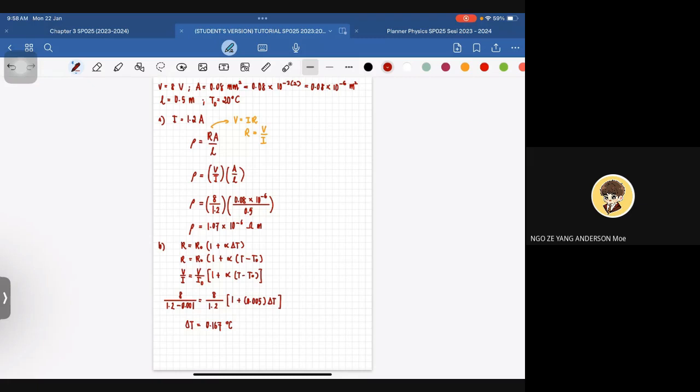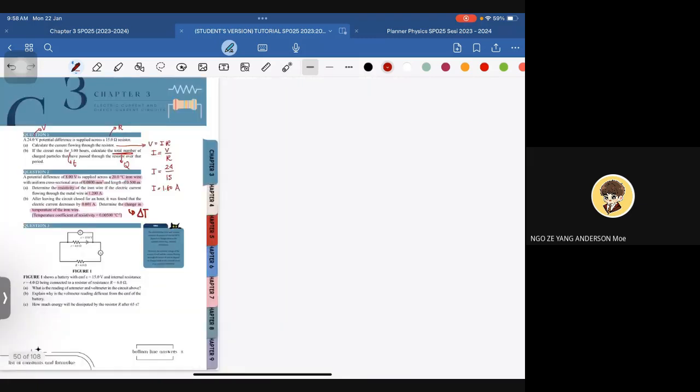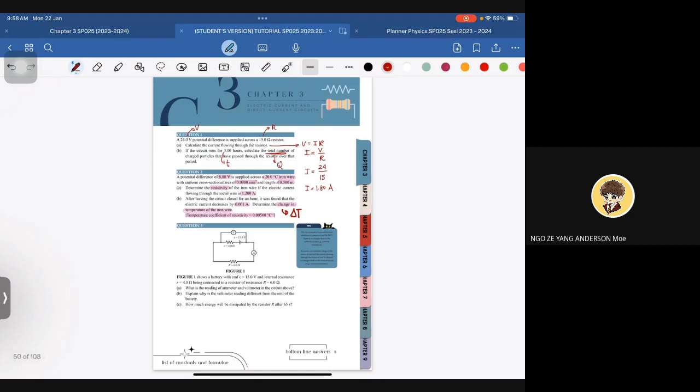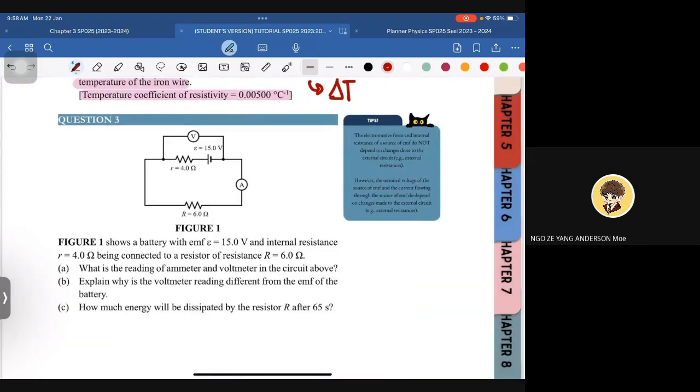Okay, so next question, question 3. Okay, this one. Okay, so this one, we have a battery. So given the EMF is 15 volt. Okay, so sekarang ni internal resistance is 4 ohm. Okay, so it is connected to a resistor of resistance 6 ohm.